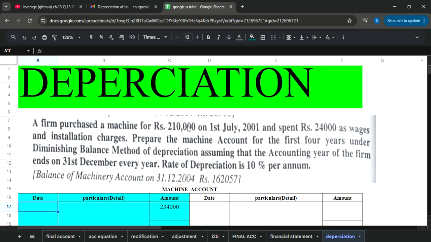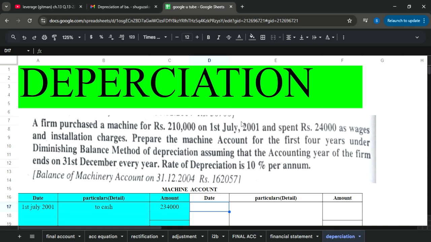Now we will be putting the date which is mentioned over here, 1st July as previous question. Year is 2001. Since you have purchased this machine for cash, machine to cash was the entry. So in detail you will write what is written to the opposite side of machine, to cash. So cash is written over here. You will mention it in detail. So guys, in this way our first entry has been completed.